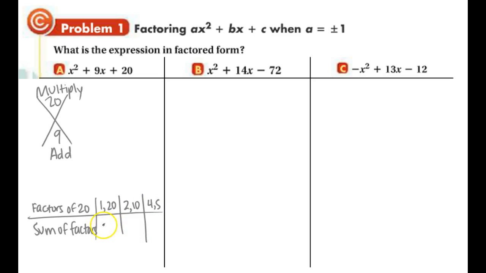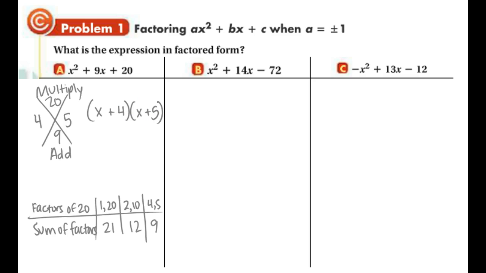For the first pair, we get 21 for the sum, 12, and 9 respectively. So now you can see that the last pair of factors, 4 and 5, would work for this situation. Because when you multiply, you get 20, and when you add, you get 9. So that means our factored form is going to be x plus 4 times x plus 5.